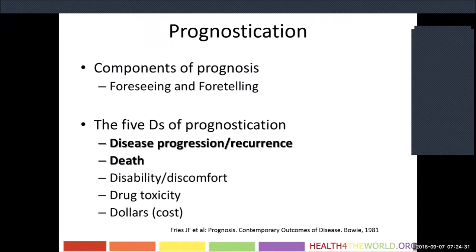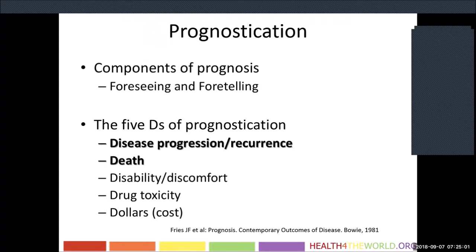Usually what happens is that on this list of 5 things, we're telling them some of the 5 things, but not all of the 5 things. And unless people know all these 5 things, they don't really feel like they've had an adequate prognosis. So that's sometimes the discrepancy. What we're going to be focusing on, of the 5 Ds of prognostication for end-of-life care, is disease progression and recurrence, and the idea of death or when death will come.